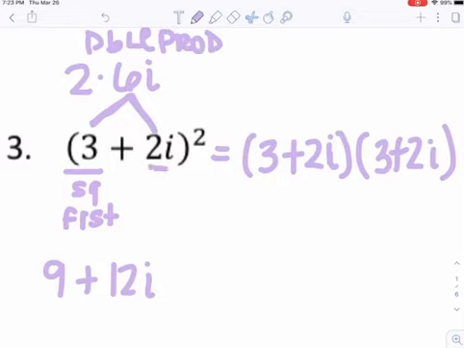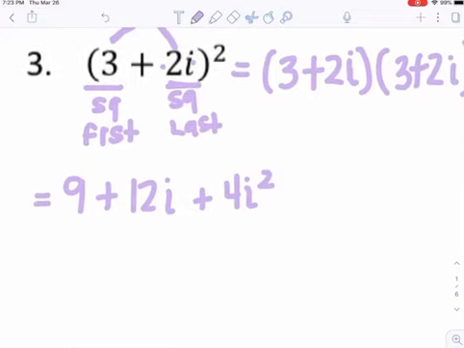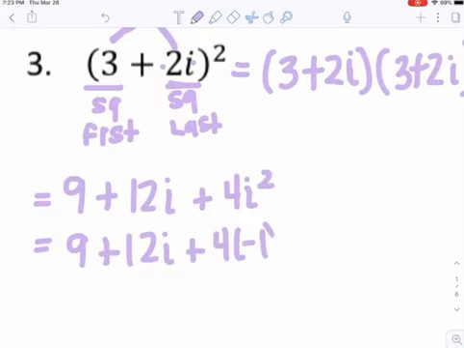And then I'm going to square the last. So that becomes 4i squared. So the 2 gets squared and the i. Okay, and then I'm going to simplify from there. So I get 9 plus 12i. I'm going to replace that i squared with negative 1. So 9 plus 12i minus 4.